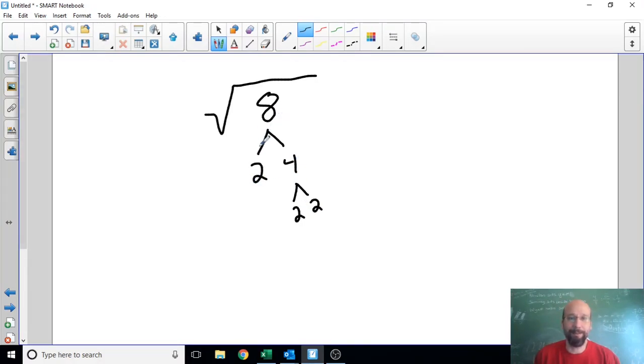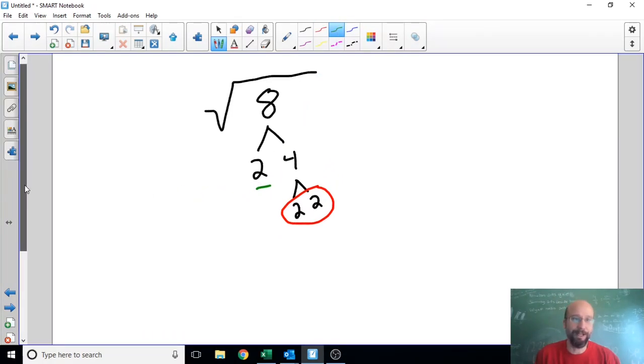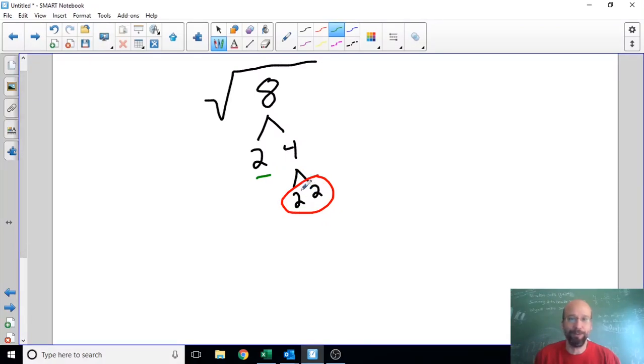4 is 2 and 2. So we stop here. And then since we're dealing with square roots, we're going to circle our groups of 2 numbers, our pairs of numbers. So we have a pair of 2's, and then we have 1 2 that's remaining. For every pair of 2's, you bring 1 to the outside. So I have this pair. I bring 1 of these to the outside of the radical, and then what's left over stays inside the radical. So this 2 would stay inside. And that's a little confusing, so let me do one more.